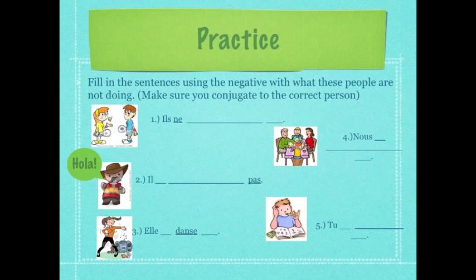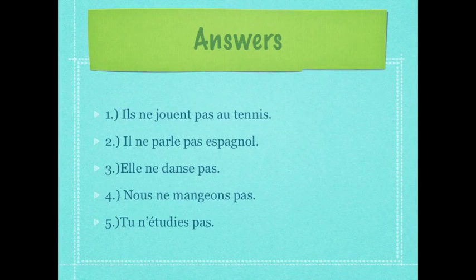For the practice exercise, fill in the sentences using the negative with what these people are not doing. Make sure you conjugate to the correct person. Here are the answers to the practice exercise.